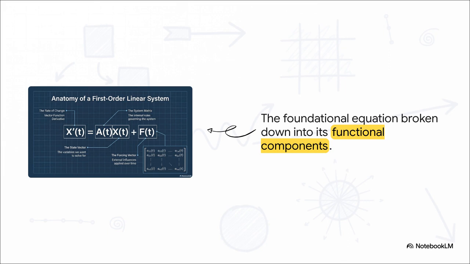Now, that state vector, x of t, represents the variables we actually want to solve for. Think of that as our destination. Then we've got the system matrix, A of t. And I like to think of this matrix as the internal rules running our system, basically the gears inside our machine. And finally, sitting on the end there, we have the forcing vector, f of t. These are the external influences that are being applied to our system over time.